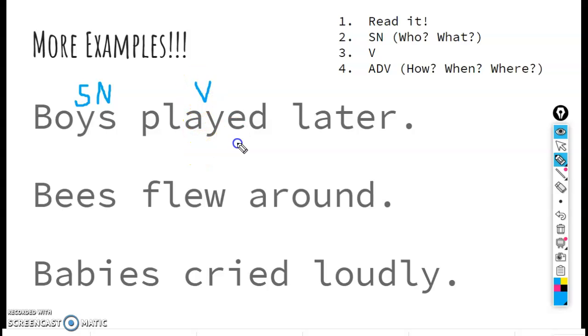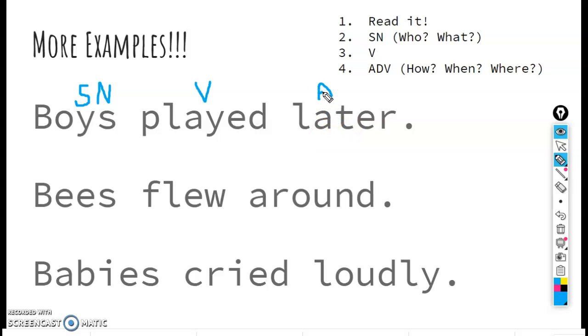And then last is the adverb. My adverb is later. Does that tell me how, when, or where? Later? That sounds like a time. So I would say later is when. So I would say played when? Later.